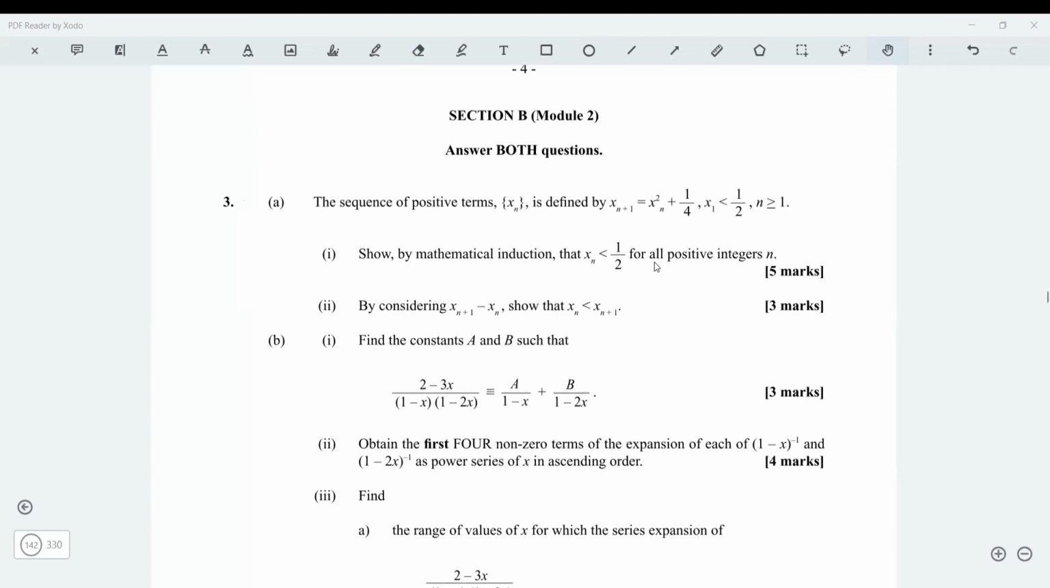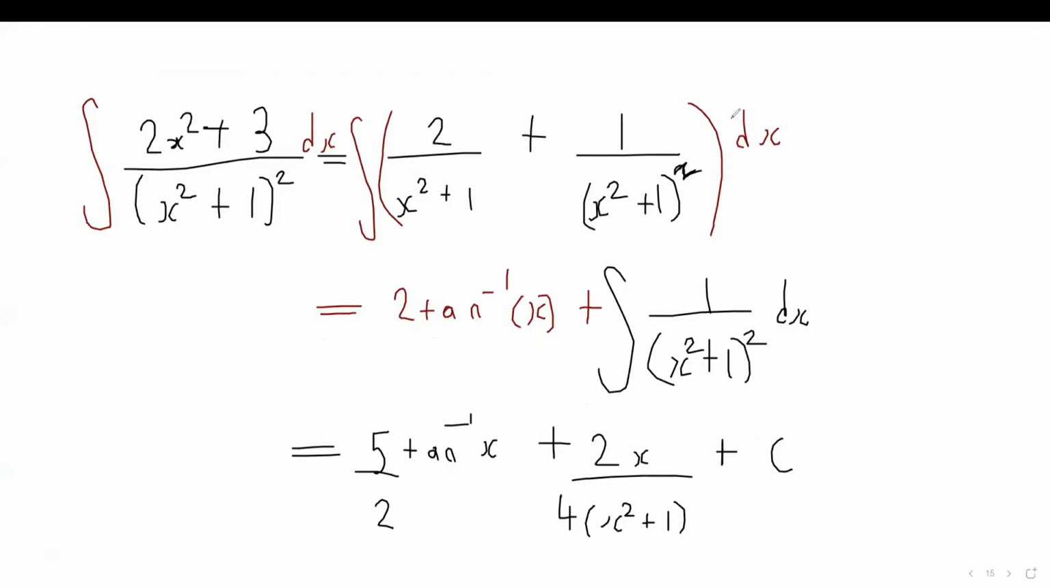Now this part right here, we did something similar to this in class, but not quite this one. This is another repeat. We did one from a closer year, I think like 2013 or something. They say we have a sequence of positive terms, xn, defined by xn plus 1 is xn squared plus a quarter, where x1 is a half. It says, show by mathematical induction xn is less than a half for all n. And I think Daniel did a question like this on the board.